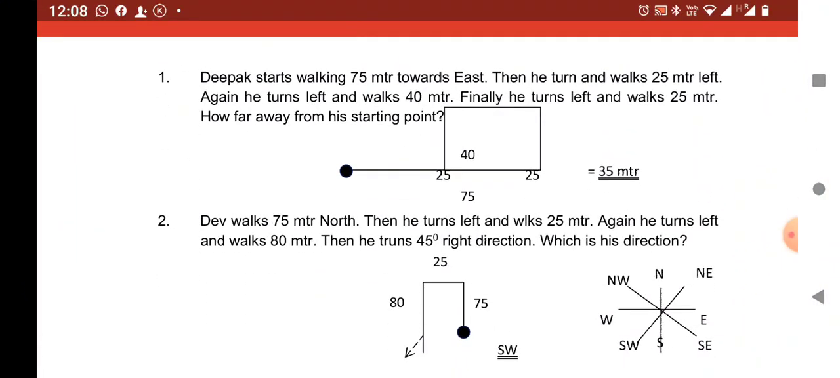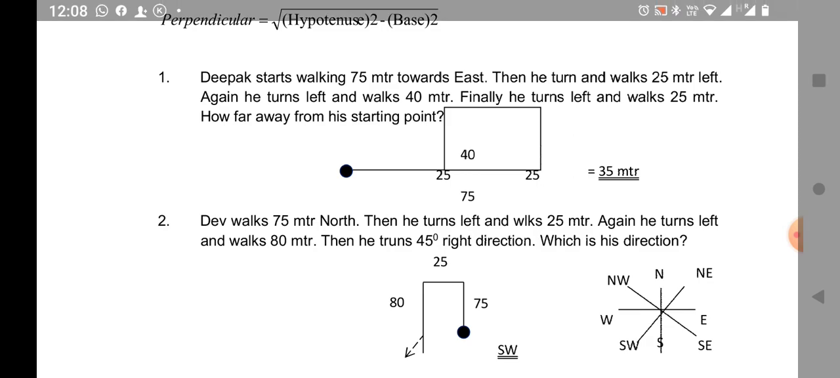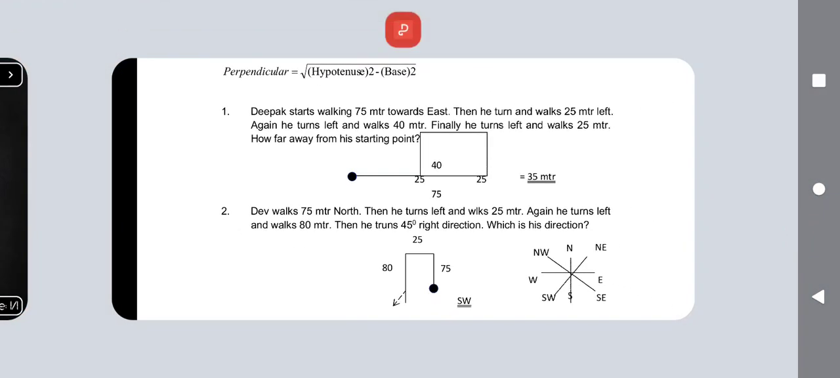Question number 2 says, Dev walks 75 meter north, then he turns left and walks 25 meter. Again he turns left and walks 80 meter. Then he turns 45 degree right direction. Which is his direction? Now we have to find out the direction of Dev.